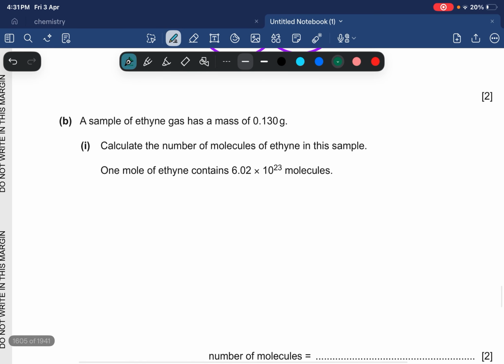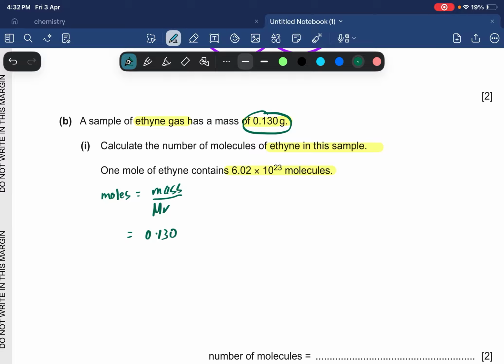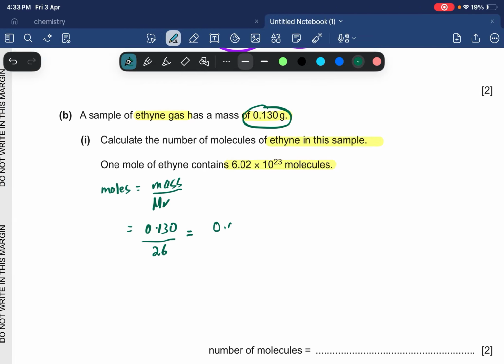Next part says that a sample of ethane gas has a mass of this. Calculate the number of molecules of ethane in the sample. Moles equals mass upon MR. Mass equals 0.130. The MR of ethane gas is going to be 26. I have 0.005 moles of my gas.